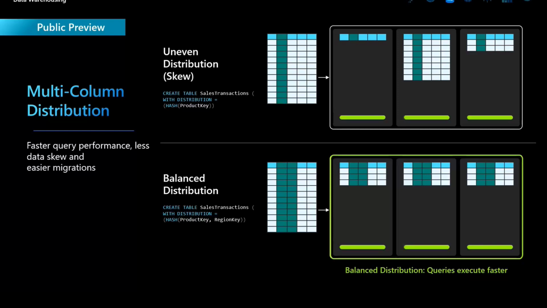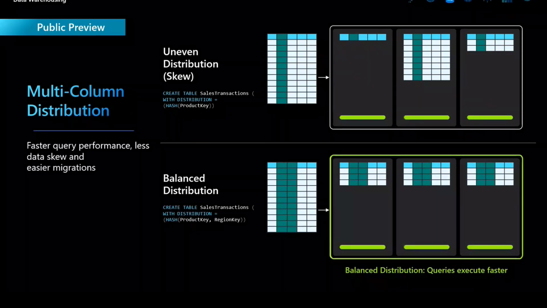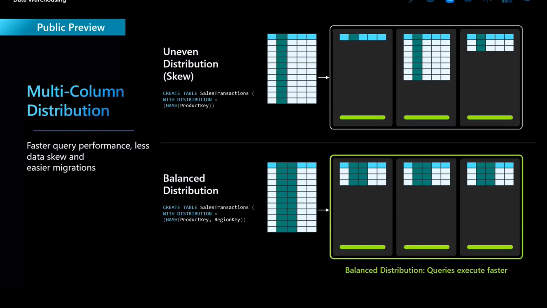With multi-column distribution, you can choose more than one column to distribute your data evenly across different nodes of a distributed data warehouse. And that, of course, improves the performance because the performance of your queries will always be as good as the slowest or the biggest distribution of your data.